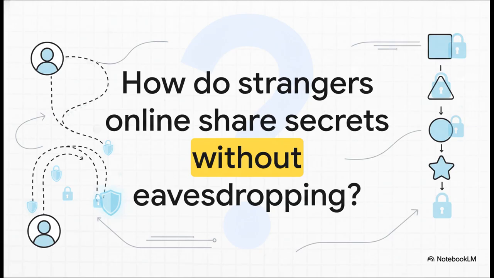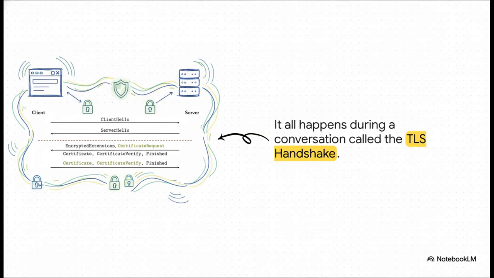Just think about that for a second. How is it even possible that your computer and some random website server, two total strangers, can just start sharing secrets privately? It seems like it should be impossible, right? Kind of feels like magic. But it's not magic. It's just a really, really clever process. A special structured conversation that happens before the real conversation can begin. And that special conversation has a name, the TLS handshake.